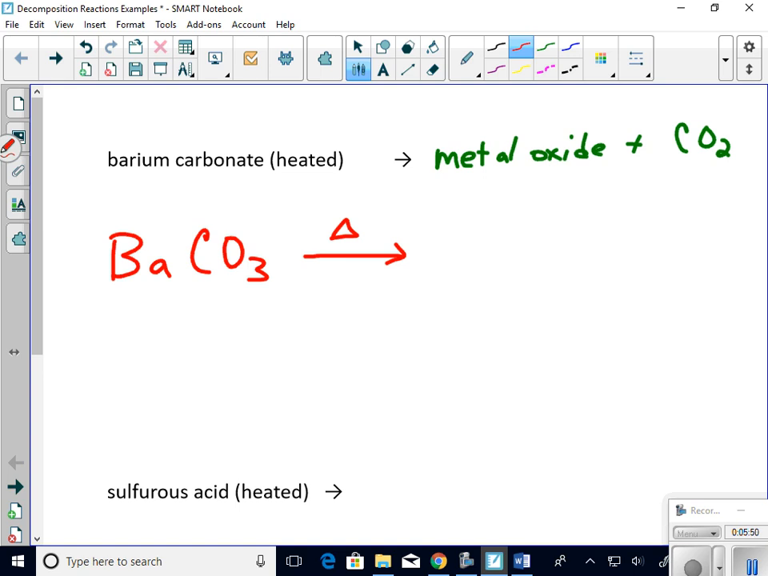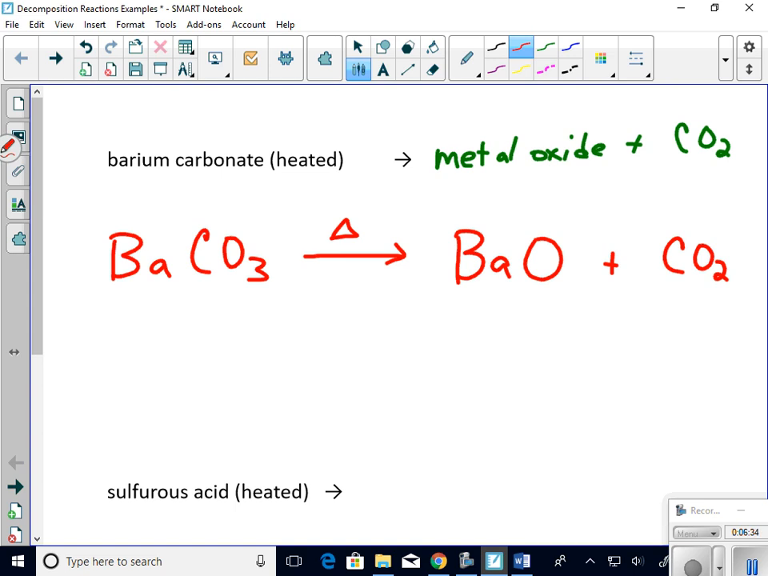Now I can see that I have a metal oxide being formed. What is the name of my metal oxide? What's my metal? Barium. So my metal oxide is going to be barium oxide. How am I going to write, what's my formula for barium oxide? BaO. Barium's a 2+, oxygen's a 2-. BaO plus carbon dioxide.